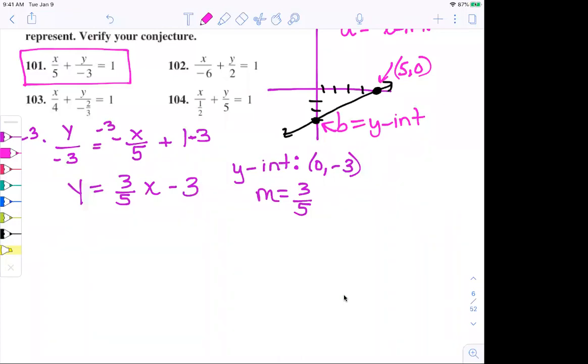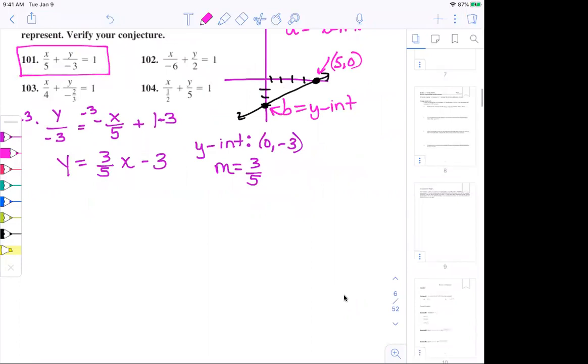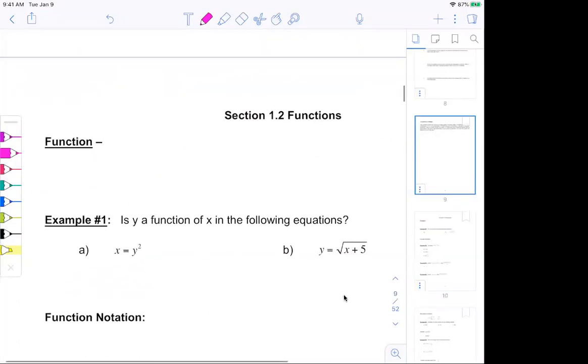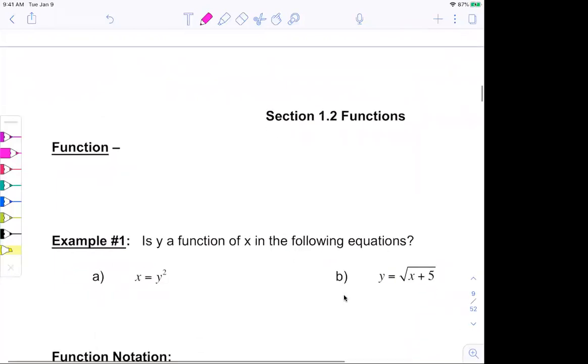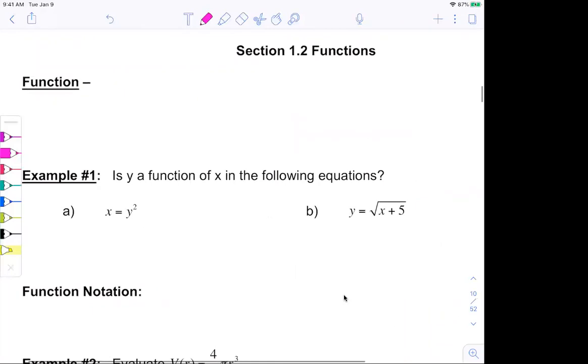Okay, so today, as I said, we're going to look at functions. So in your notes packet, we are looking at section 1.2. This will be page 6 in your packet. And this is all about functions. This is more of the algebraic approach to the function than the graphical approach. We'll do the graphical approach in the next section.